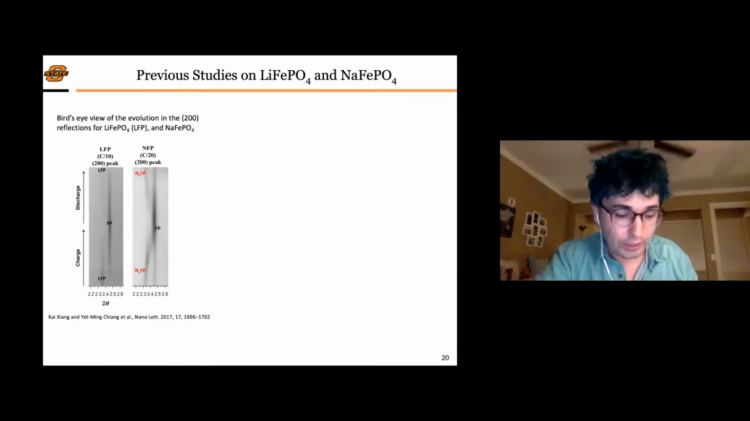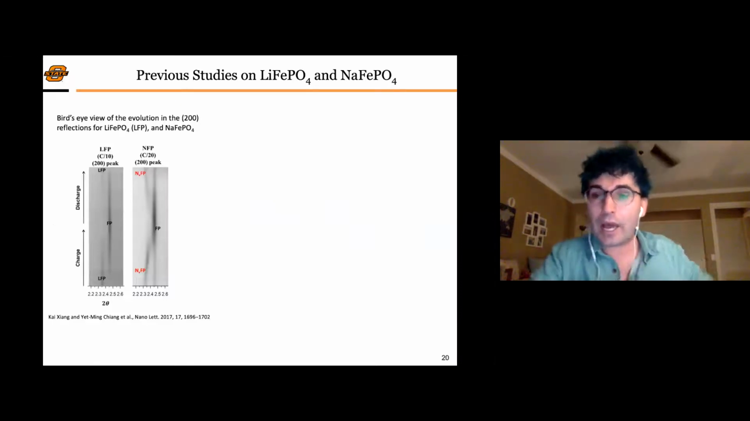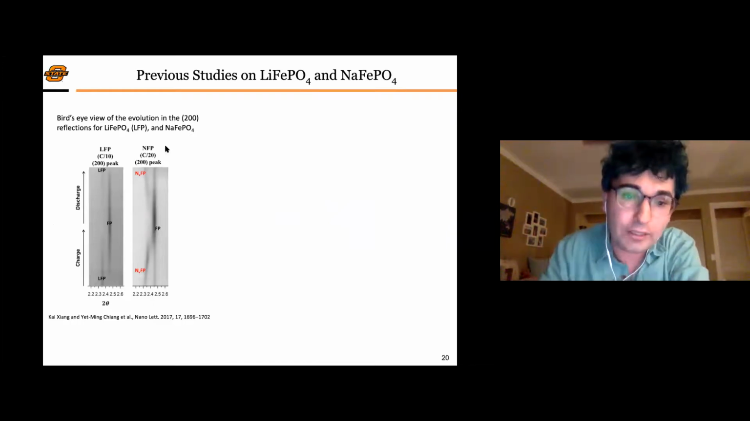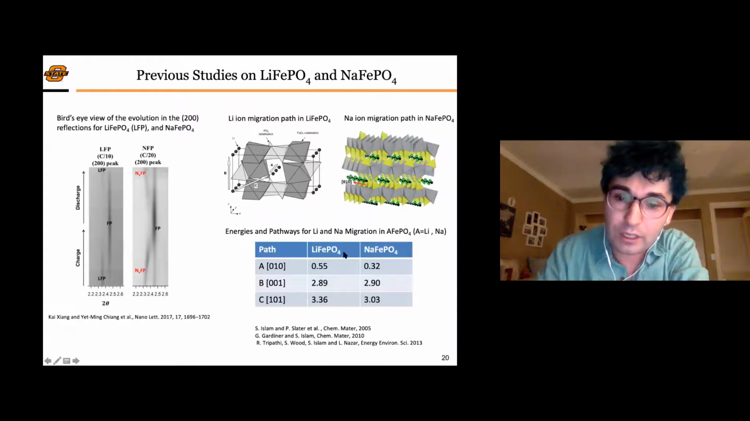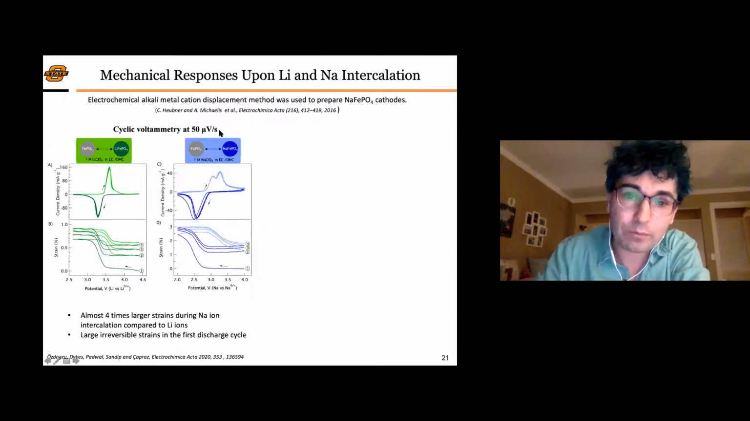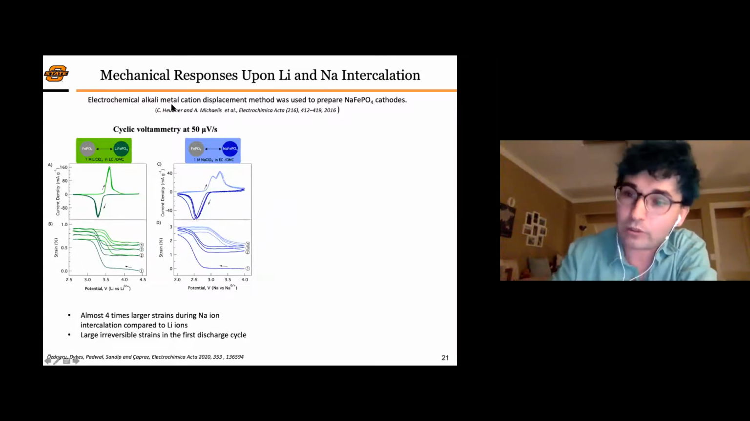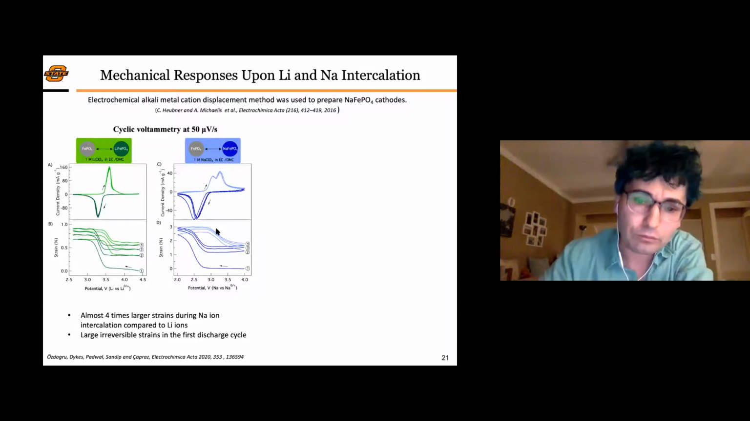The next question we look at is what's really happening in the lithium versus sodium intercalation in the material. We know that it changes the crystalline structure, and from previous studies, there is also a mention of changing the migration energy for lithium and sodium. To do that, we simply use the electrochemical alkali metal cation displacement method to fabricate the sodium iron phosphate.